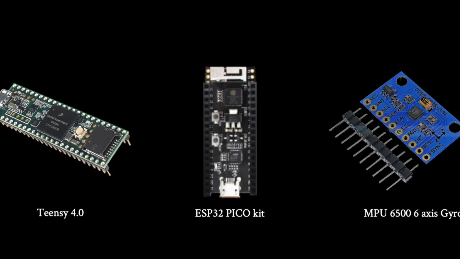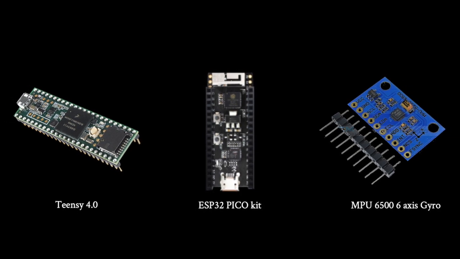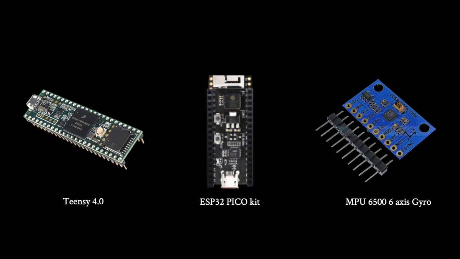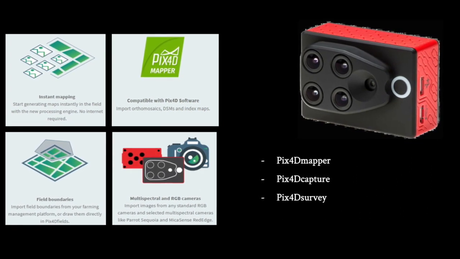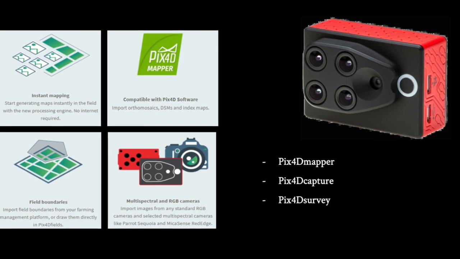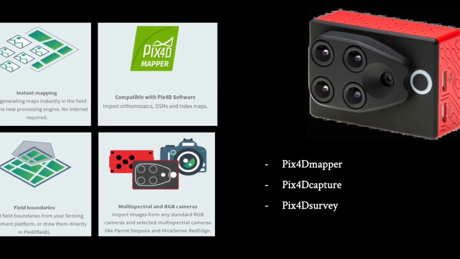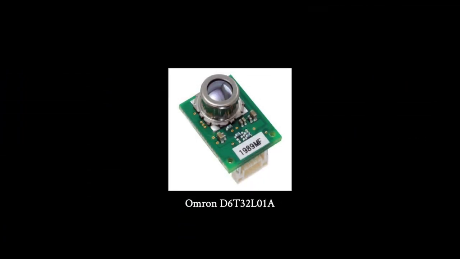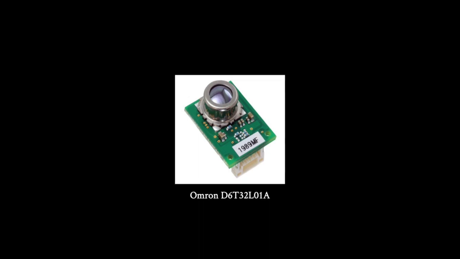Some of the main electronics will be TNC 4.0 for flight controlling, ESP32 PicoKit for mobile app and the gyroscope. Garud will be using Pix4D Mapper, Pix4D Capture and Pix4D Survey from Pix4D Fields and Parrot Sequoia camera, which is famous for its multispectral imaging and high picture quality. For weather predictions, Garud will be using Omron environmental sensors connected to the ESP32 PicoKit.